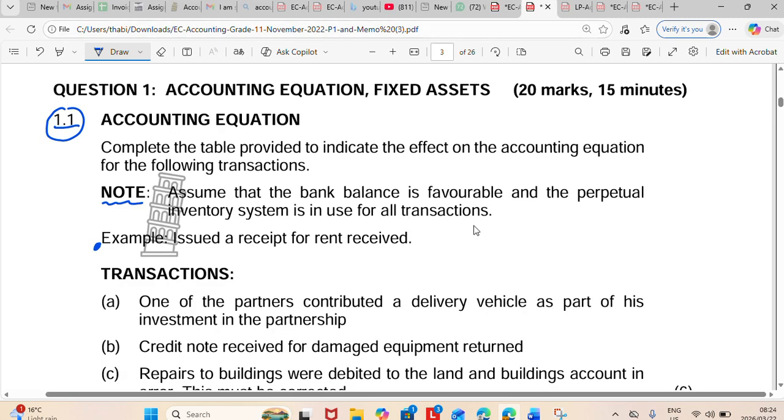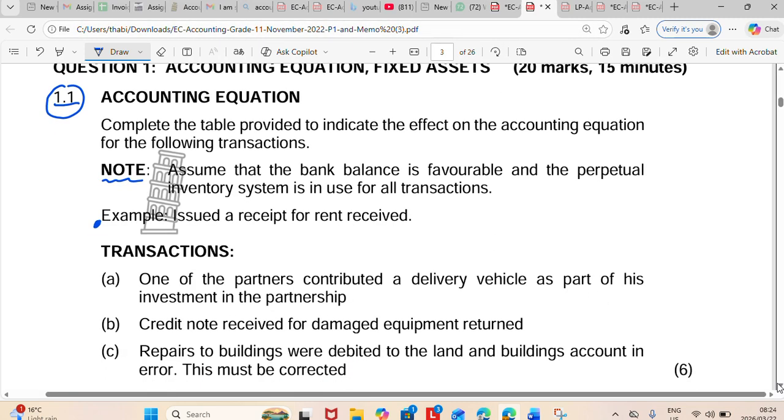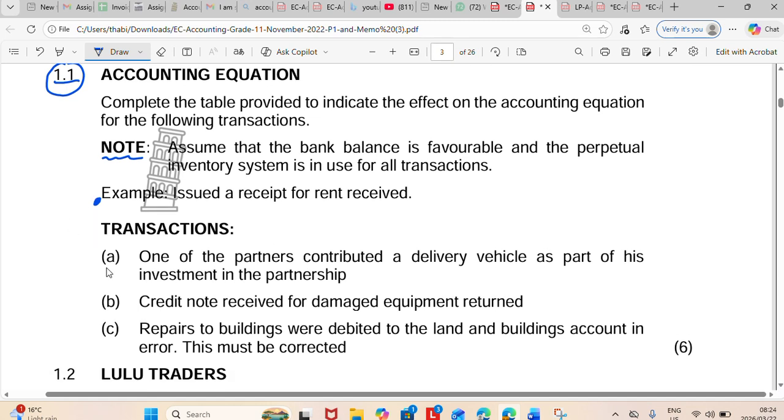So let us go to the actual transactions that we need to analyze. Transaction A: one of the partners contributed a delivery vehicle as part of his investment in the partnership. So what is happening here? Partnership. One of the partners decided to do what? To contribute. How is the partner contributing? Contributing to the partnership by giving the business a delivery vehicle.